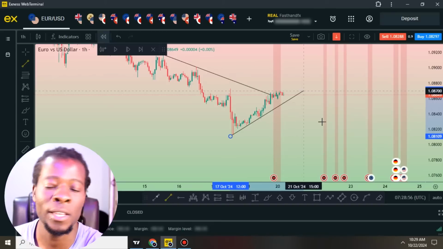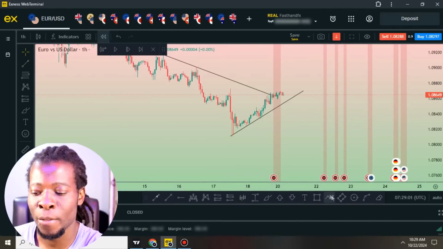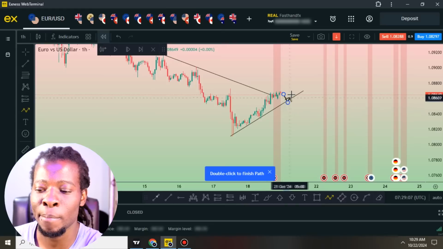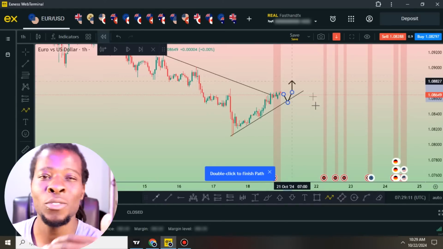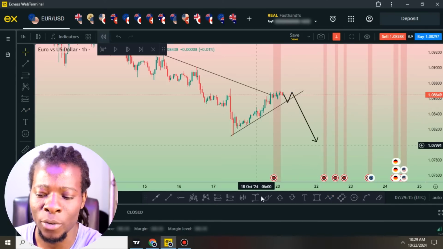So this is what we see, but now once price takes out that right here, once price hits this, I anticipate that people are going to take the buy right there. But then for me, I'm just going to wait for price to take out their stop loss. That's when we go in for sales, right?